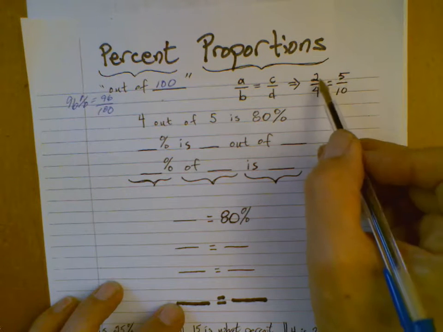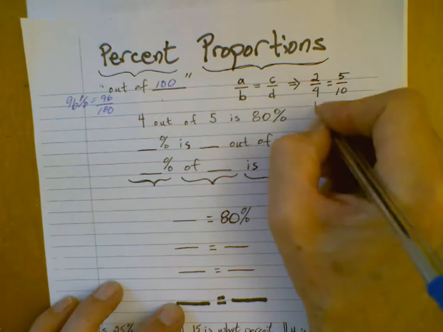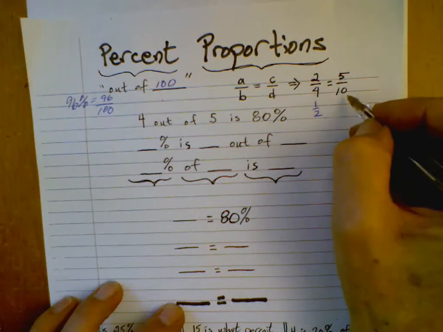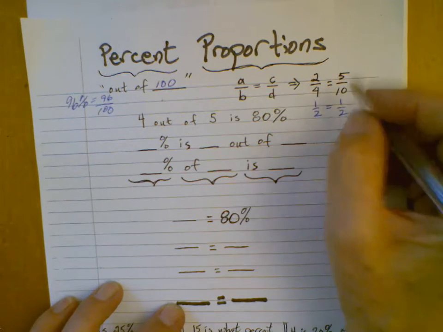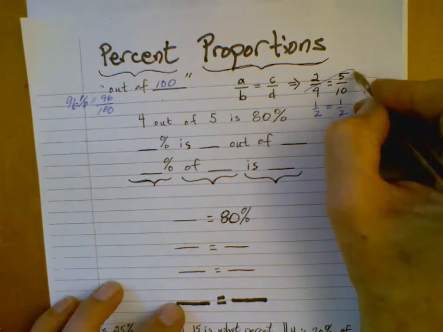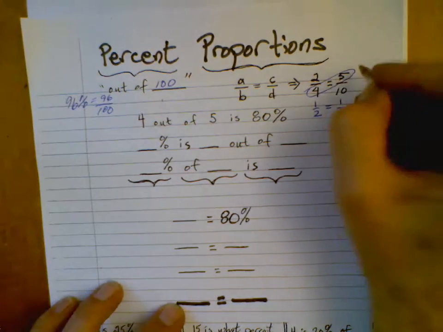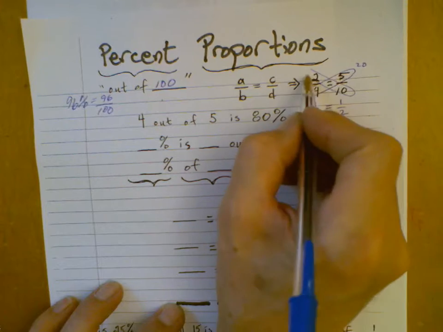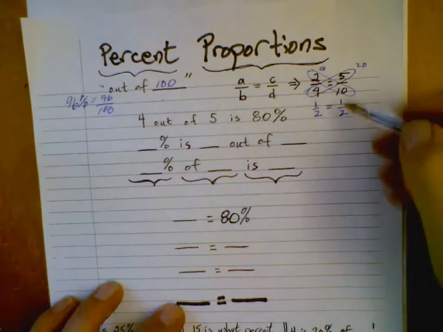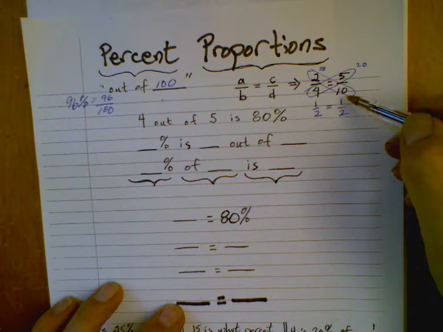One is 2/4, if I simplify it, that's 1/2. And if I simplify 5/10, it's also 1/2. So 1/2 is equal to 1/2. Also, if I consider the cross products, 4 times 5 is 20, and 2 times 10 is 20. So there's two different ways to show that, yes, these are proportional.